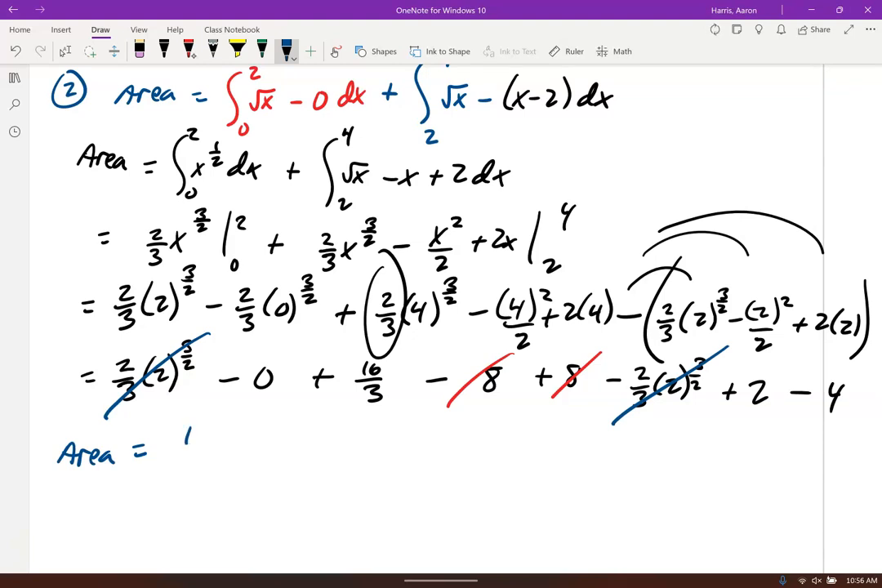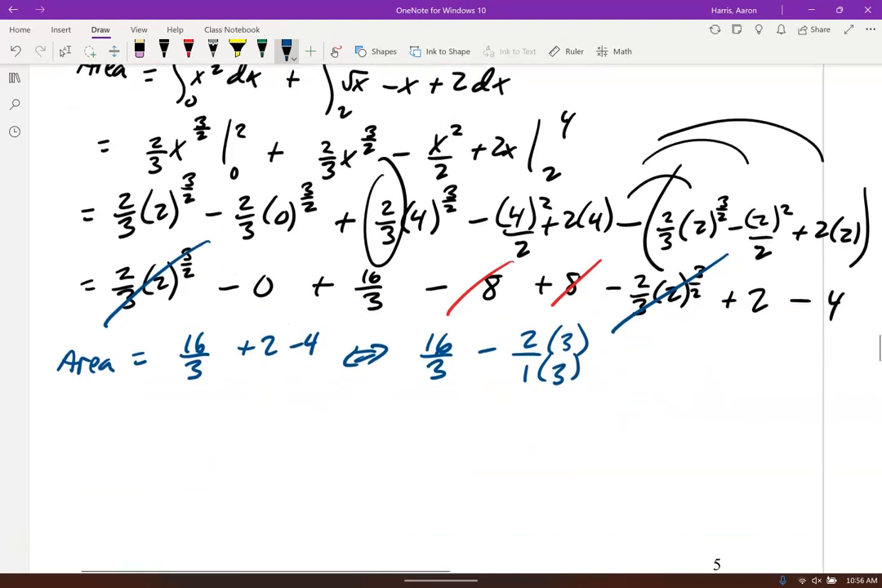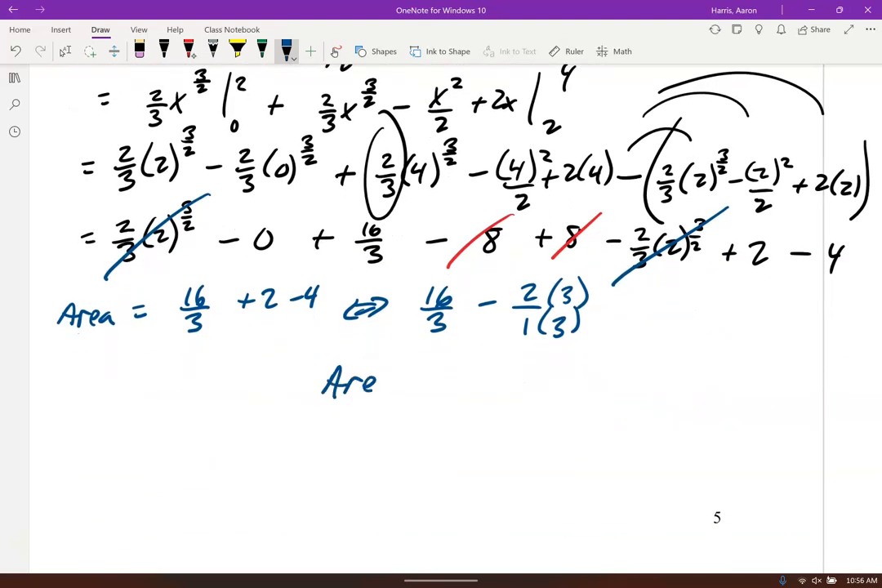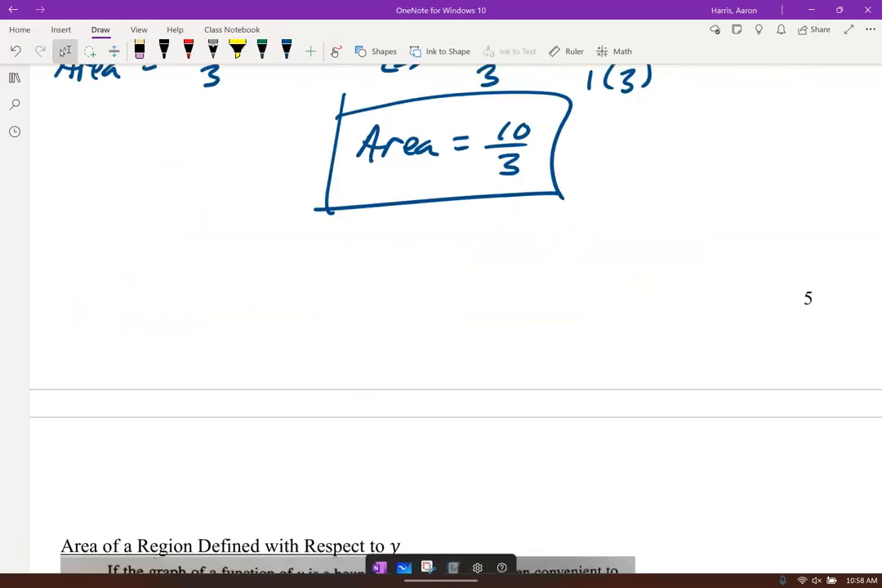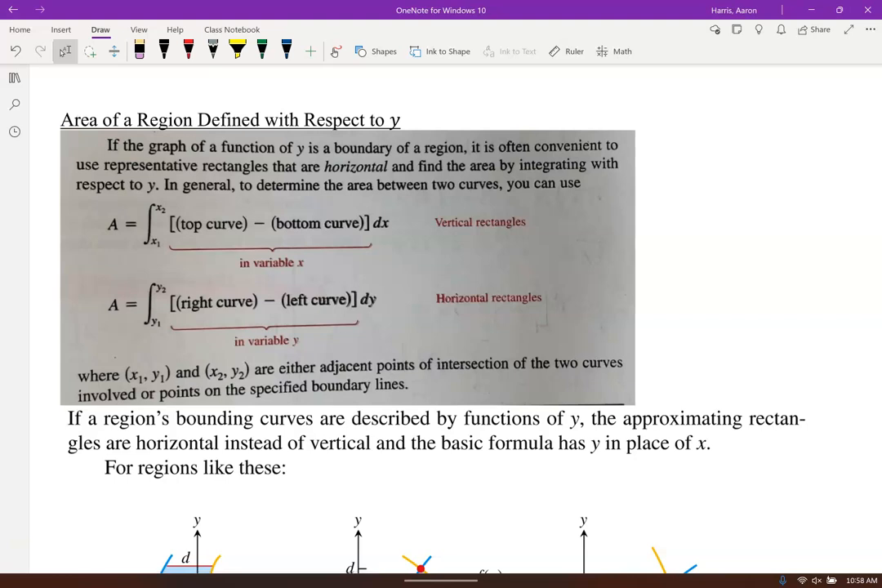So this area ends up being 16/3 plus 2 minus 4. So we got 16/3 minus 2. So 16/3 minus 6/3, it looks like our area here ends up being 10/3. So we've done this one, right? We've done the top minus the bottom, right? We've done the vertical rectangles, if you will, sum them all up, right, with our integral.